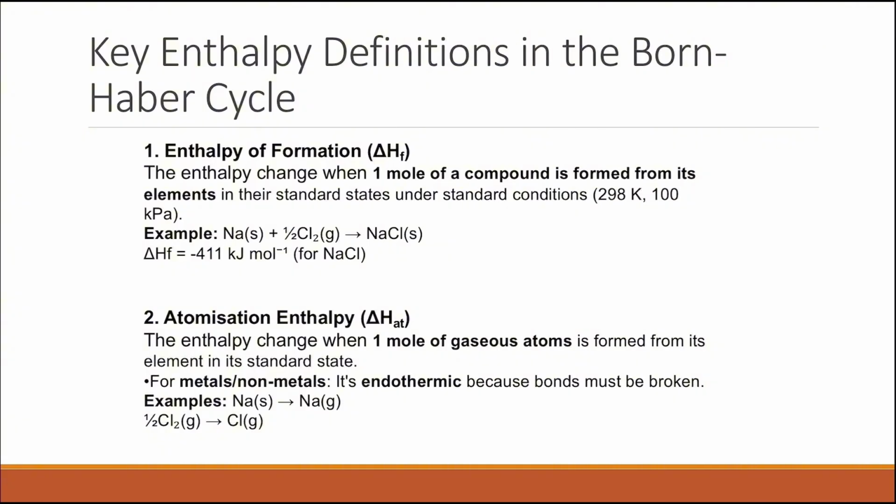Now, when we construct the Born-Haber cycle, there are certain enthalpies that we need to account for and use. The first one is enthalpy of formation, which we talked about already. And then we have the atomization enthalpy. So when you have the elements, you need to atomize the elements, basically converting them into gaseous state, and they have to be single atoms. So this is the enthalpy change when one mole of gaseous atoms is formed from the element in its standard state. So if it's solid in its standard state, we have to convert it to a gas. If it's a gas but a molecule, we have to convert it into individual atoms.